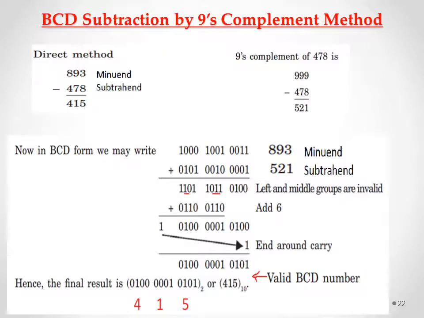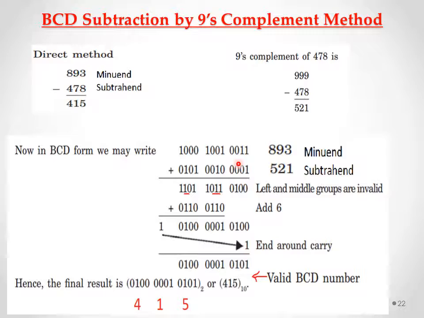Now we are performing subtraction in BCD form by the 9's complement method. Our inputs are 893 minus 478. First we find the 9's complement of 478, which is 521. Now we add these two. The minuend is 893 and the 9's complement of the subtrahend is 521.